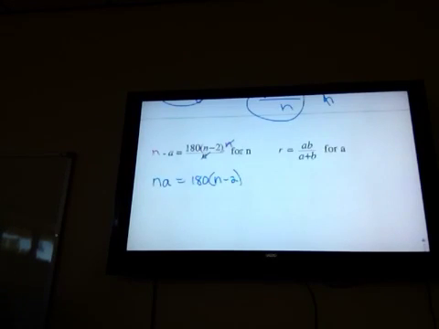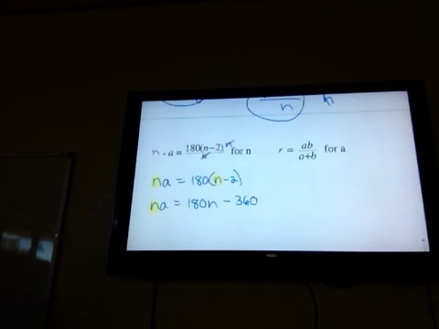So we're solving for n. I have an n here and I have an n here. One of the n's is in parentheses, so I got to get it out of the parentheses. So we'll do that first. So 180 times n is 180n. 180 times minus 2 is minus 360.